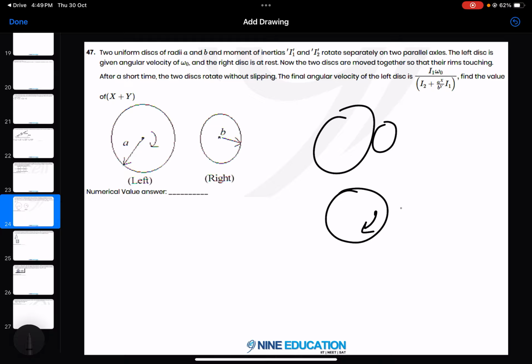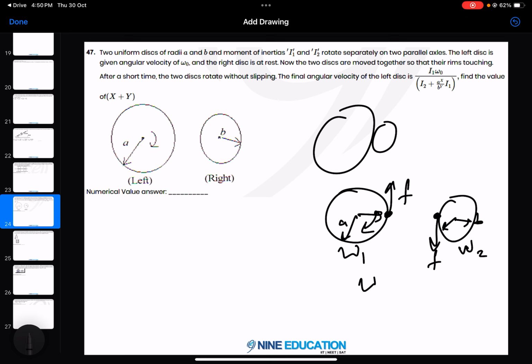So this is rotating this way, friction will try to slow it down. Here friction will try to speed it up. Here what we can do is, the final angular velocity is such that the velocity of the point of contact is the same. Let's say here velocity is omega 1, here velocity is omega 2. This is the bigger sphere and this is the smaller sphere. So what is the velocity at this point? Omega 1 a. What is the velocity at this point? Omega 2 b. So this is the first relation we have between omega 1 and omega 2.